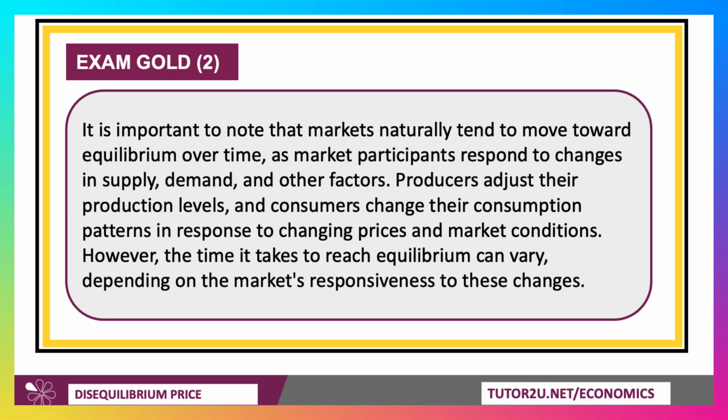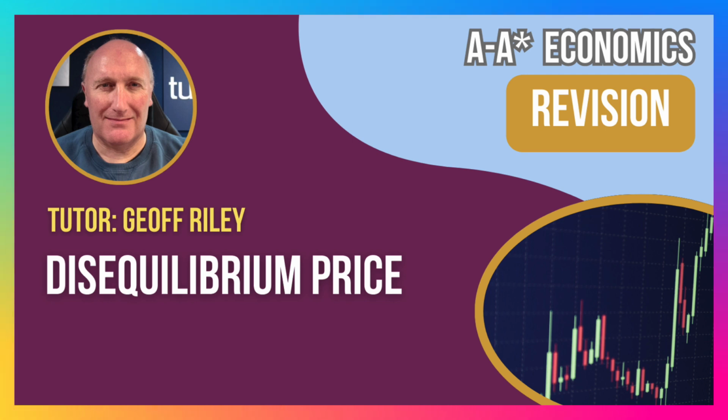However, the time it takes to reach a new equilibrium can vary. It doesn't happen instantaneously necessarily. It does in markets like foreign exchange, for example, but typically in real-world product markets, the time it takes to reach a new equilibrium price and quantity can vary, and that depends on the market's responsiveness to these changes. So it's worth understanding, for example, the price mechanism, the signalling, the rationing and the allocation function in understanding how a market moves out of disequilibrium towards a new equilibrium.